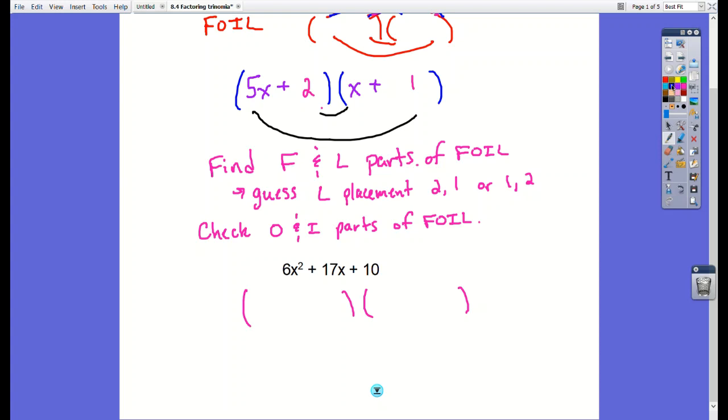Let's start with the F part in FOIL. So once again, call this out. What numbers multiply to 6?